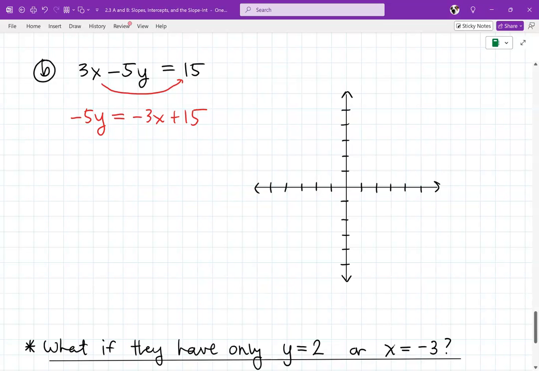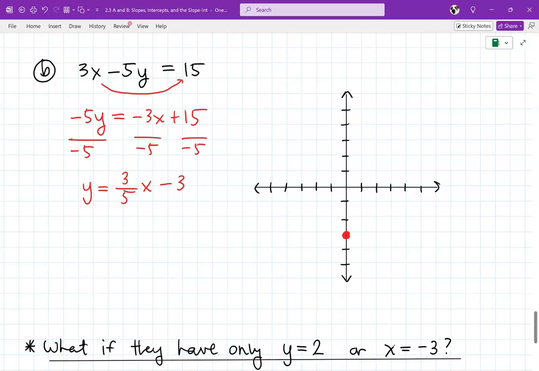And now I'm going to divide everything by -5. So y is equal to 3/5 x minus 3. So what's my y-intercept here? -3. I'm going to go on the y-axis to -3. I'm going to put a dot right there.